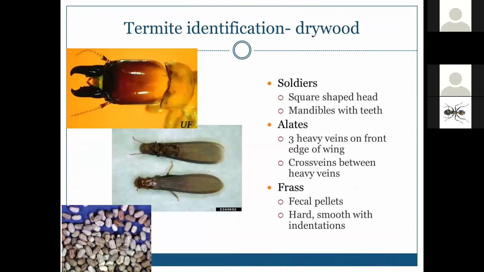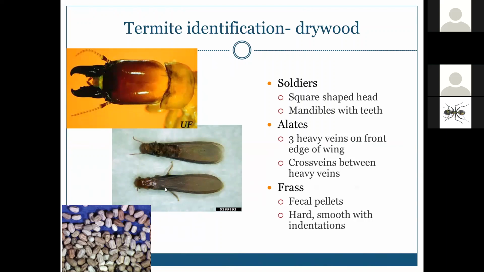Drywood termites, for the soldiers here, they are going to have a square head, and then the mandibles, you can really see those on this slide. You can see these have teeth. So they're not teeth like we have teeth. These are just kind of like little notches that come out on the mandibles.